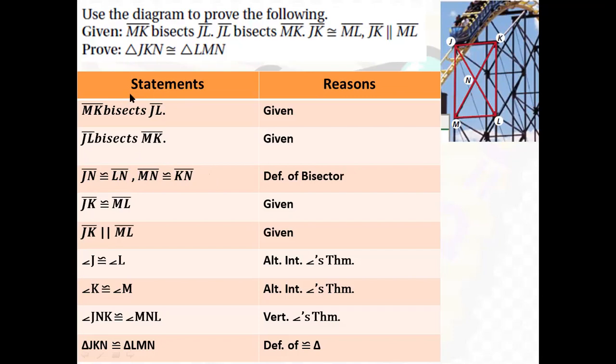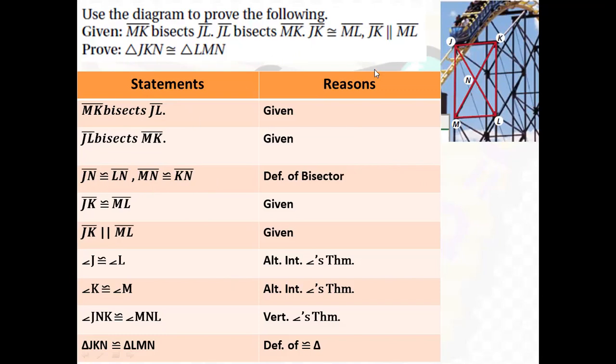So you just find from the information they have given what happened. You write that as the step and then say why we said that JN is congruent to LN. Because of the definition of the bisector. What does the definition of bisector say? That it divides any line into two equal parts. So that's why we said JN is congruent to LN.